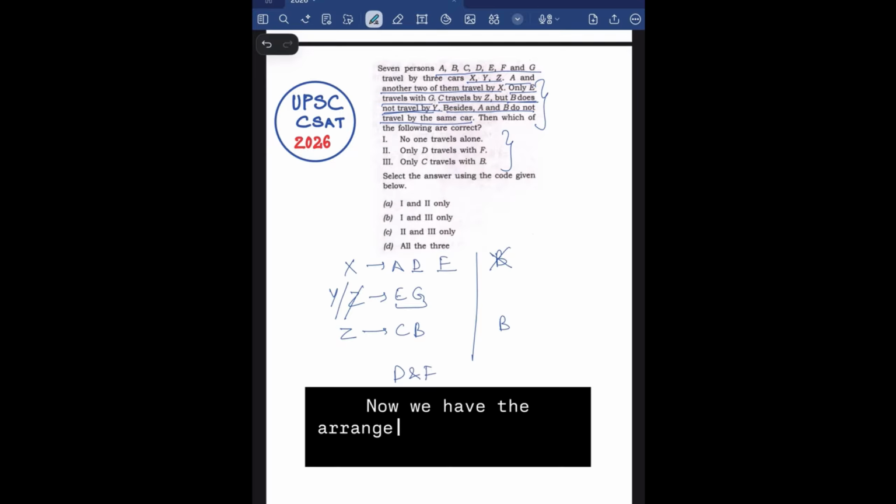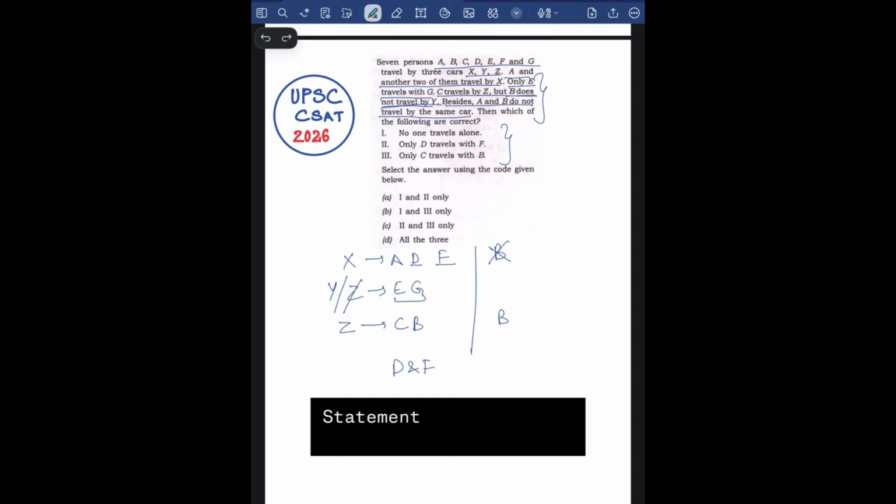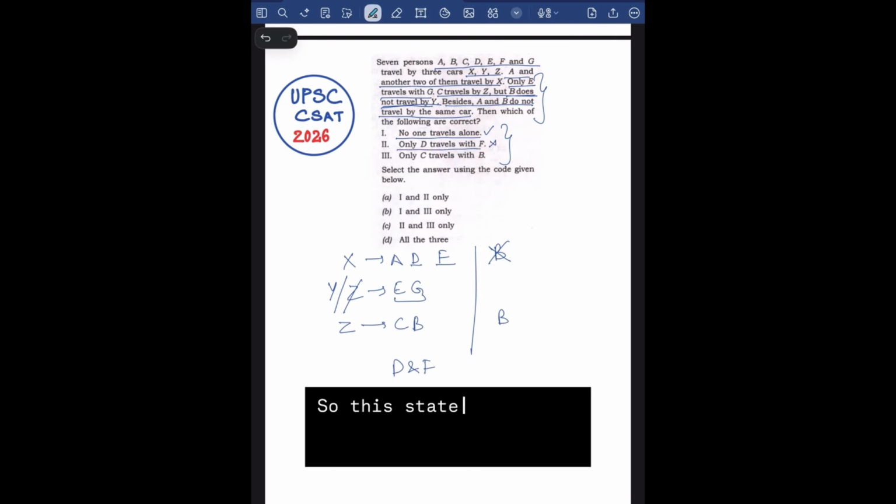Now we have the arrangements. Now let us read the statements. Statement 1 says that no one travels alone. So this statement is correct. Statement 2 says that only D travels with F. So this statement is not correct since A, D and F travel together.